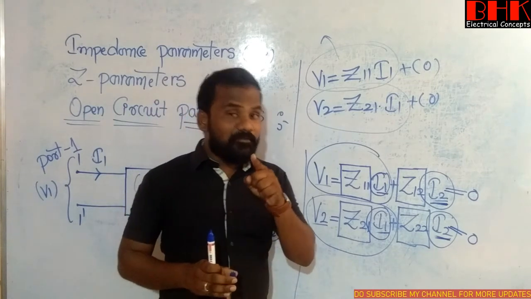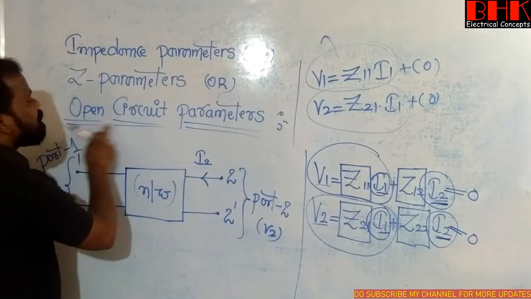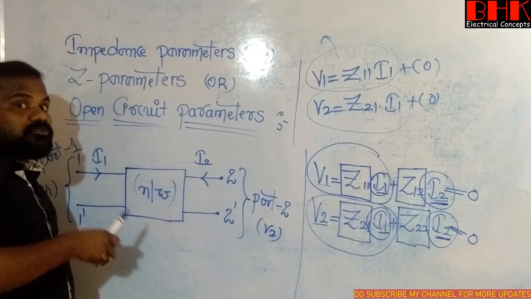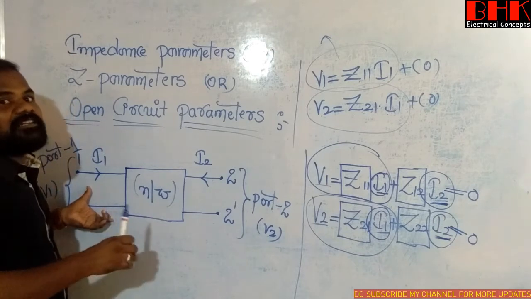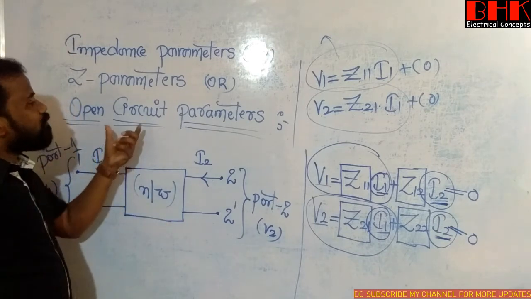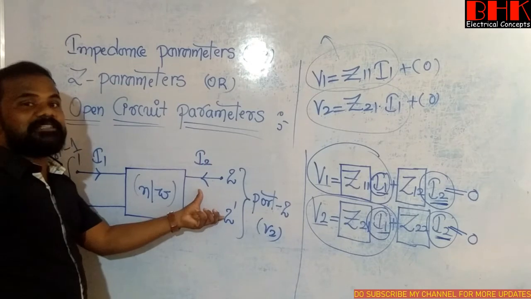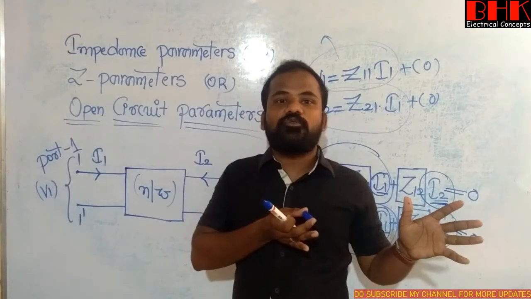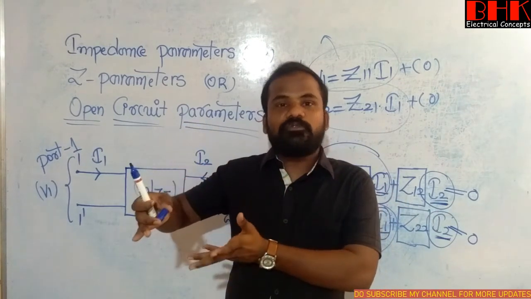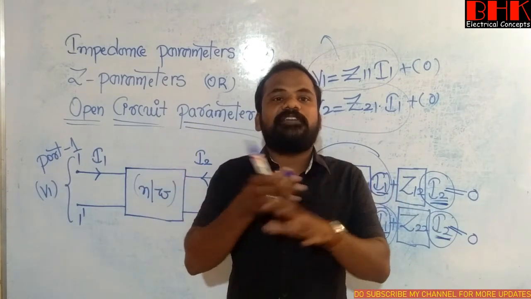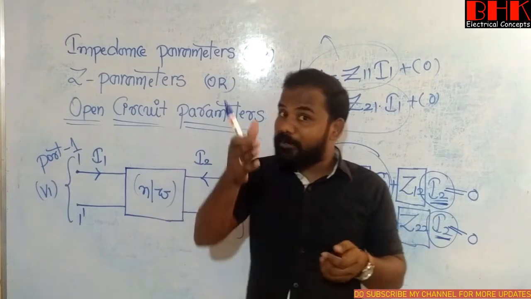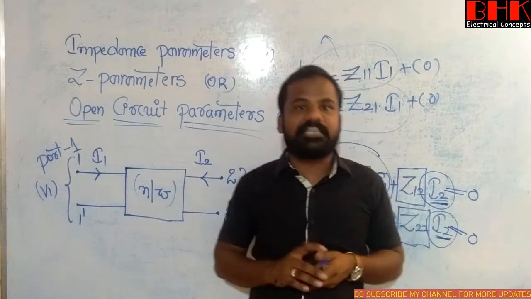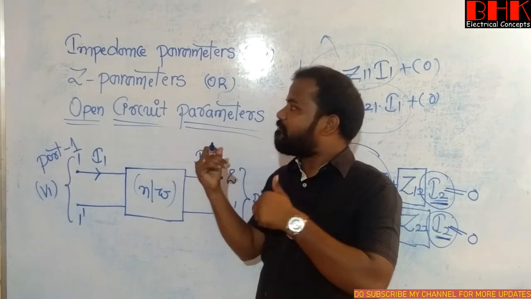So like this we need to follow to get the impedance parameters. That's why we are calling them open circuit parameters. Clear? Open circuit means we are opening port 1 to calculate two parameters, and we are open circuiting port 2 to get the remaining two parameters. By opening port 1 you get 2, and by opening port 2 you get another 2. Totally we get the 4 parameters by opening port 1 and port 2. That's why we call them open circuit parameters. Clear? So now go for the actual procedure.